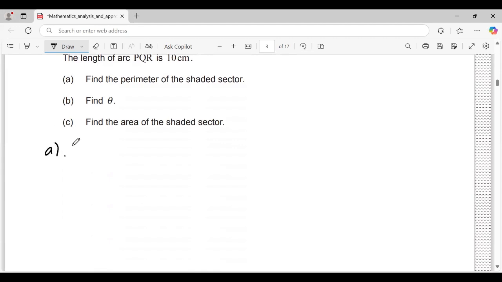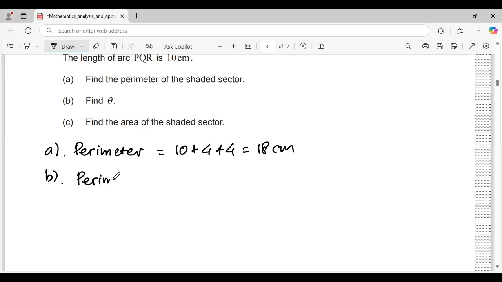A, the perimeter equals 10 plus 4 plus 4, it is 18 centimeters. B, find theta. To find theta, we need to find the perimeter of the circle.